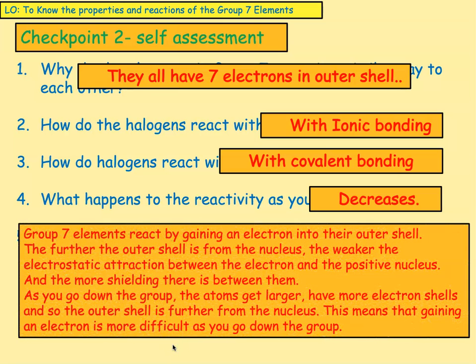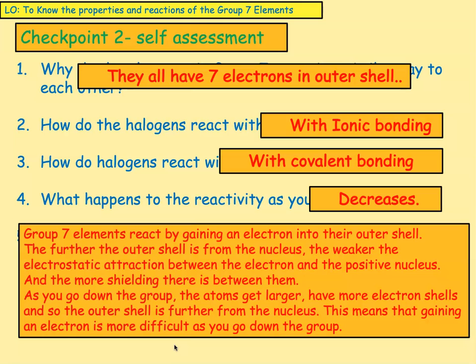The group 7 elements react by gaining an electron in their outer shell. We should always put that first. The further the outer electron is from the nucleus, the weaker the electrostatic attraction between the electron and the positive nucleus, and the more shielding there is between them. As you go down the group, the atoms get bigger, have more electron shells, and so the outer electron is further from the nucleus. This means that gaining an electron is more difficult as you go down the group.